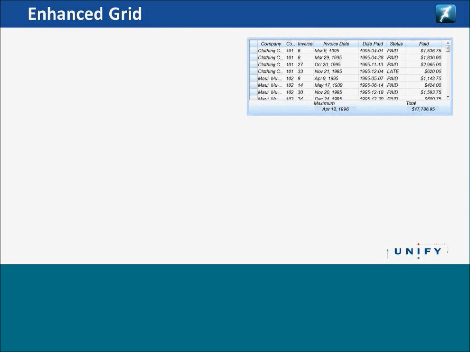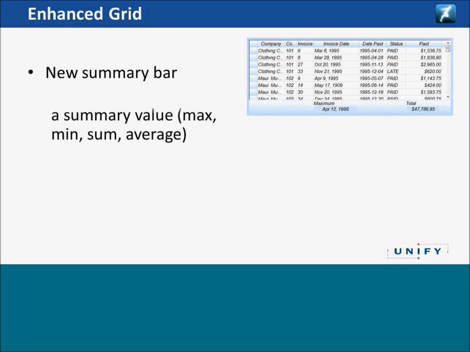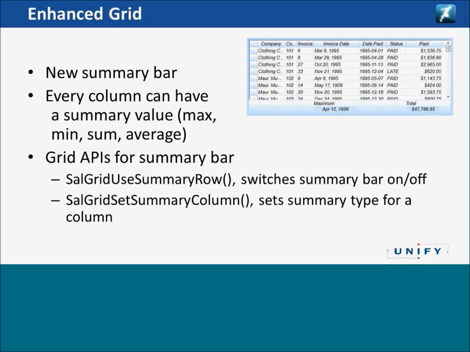The enhanced grid control. You see that on a screenshot, that new summary bar at the bottom there. Every column can have a summary value: maximum, minimum, sum, or average. And you can switch that on in Attribute Inspector, or you can do that programmatically. So all the settings are available in the Attribute Inspector for the grid and also as grid APIs, which is SALGrid use summary row, which switches on the summary row for the entire grid. And with SALGrid set summary column, you can then set a specific column to display the sum or the average for a column, for example.